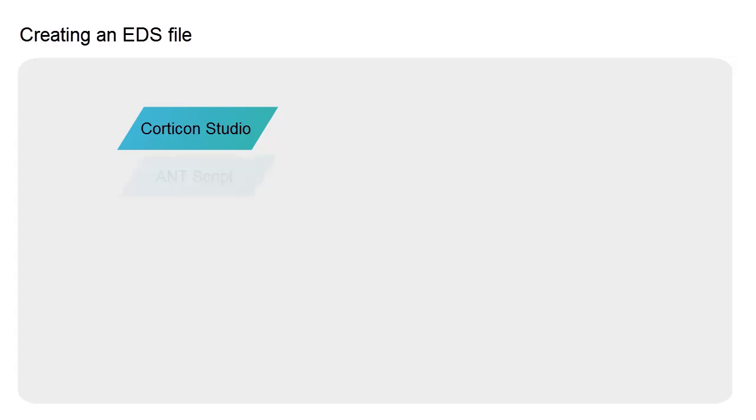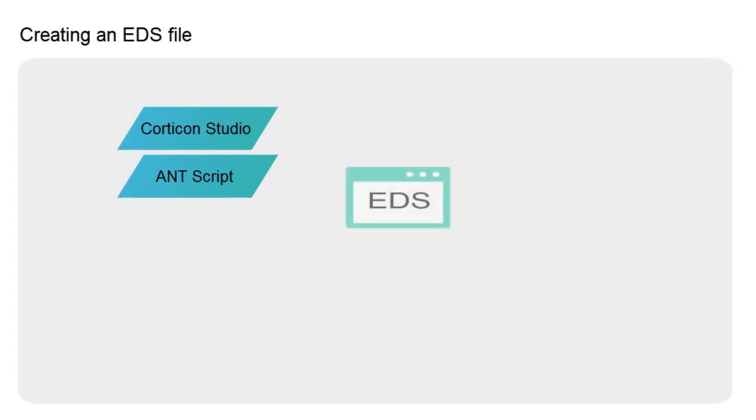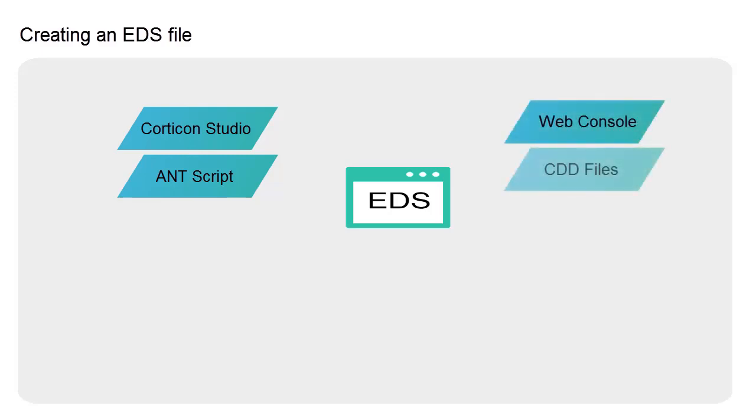You can also use Corticon Ant scripts. This is useful if you want to script the build process. For example, you may want to check rules out of a code repository and then use Ant to build the EDS file. Once you have created your EDS file, you can use the web console or CDD files or Corticon APIs to publish your decision service.